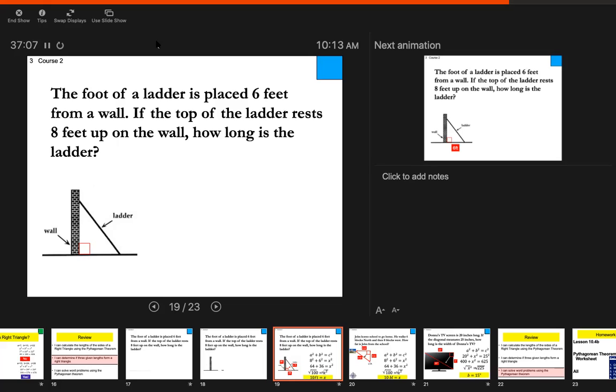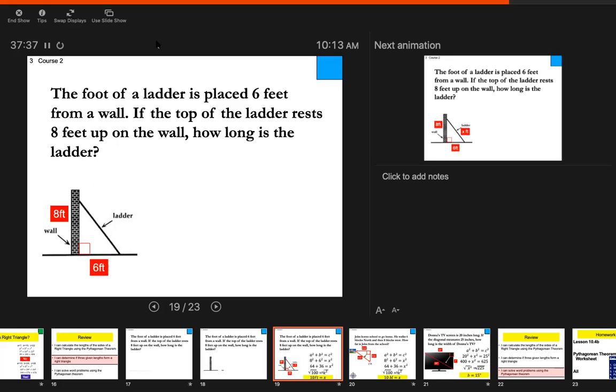If the top of the ladder, okay, nobody messes that up. If the top of the ladder is 8 feet up, the kids that make the mistake want to put the 8 right there. That's not what it says. It says if the top of the ladder is 8 feet up the wall, that's over there. How long is the ladder? The length of the ladder is going to be the hypotenuse. There are the numbers correctly placed.